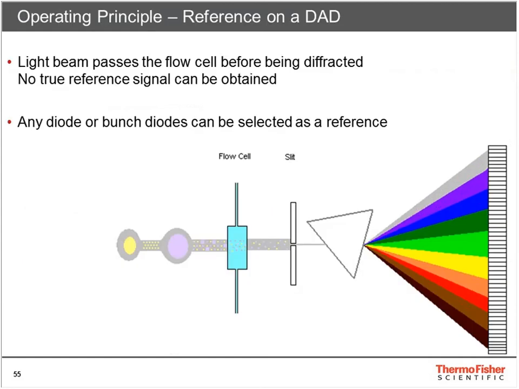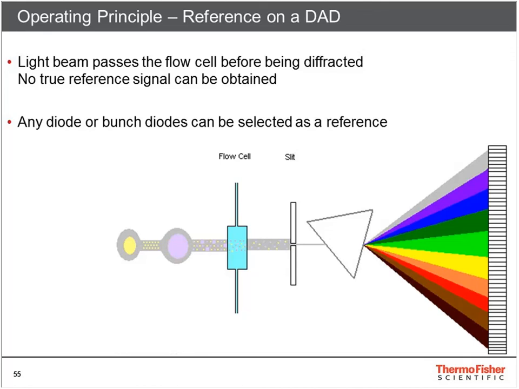Reference wavelengths work very well with a variable wavelength detector. This is because the light is diffracted before it enters the flow cell. This is not the case for a diode array detector. You can use any diode or bunch of diodes as a reference. This might seem like a good and flexible solution.